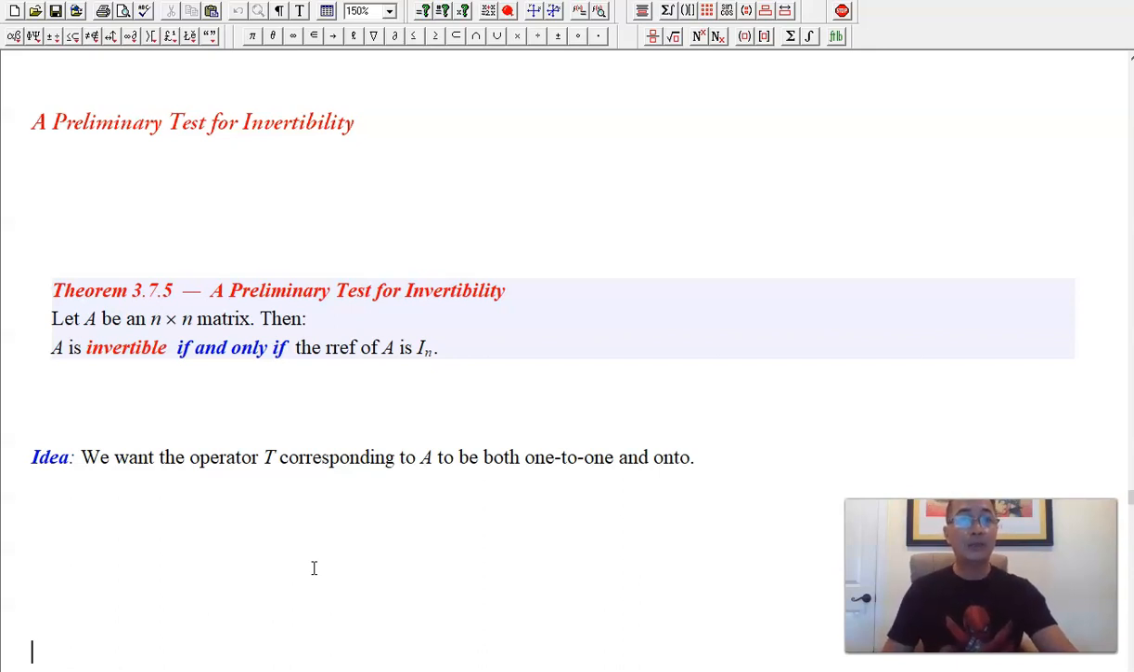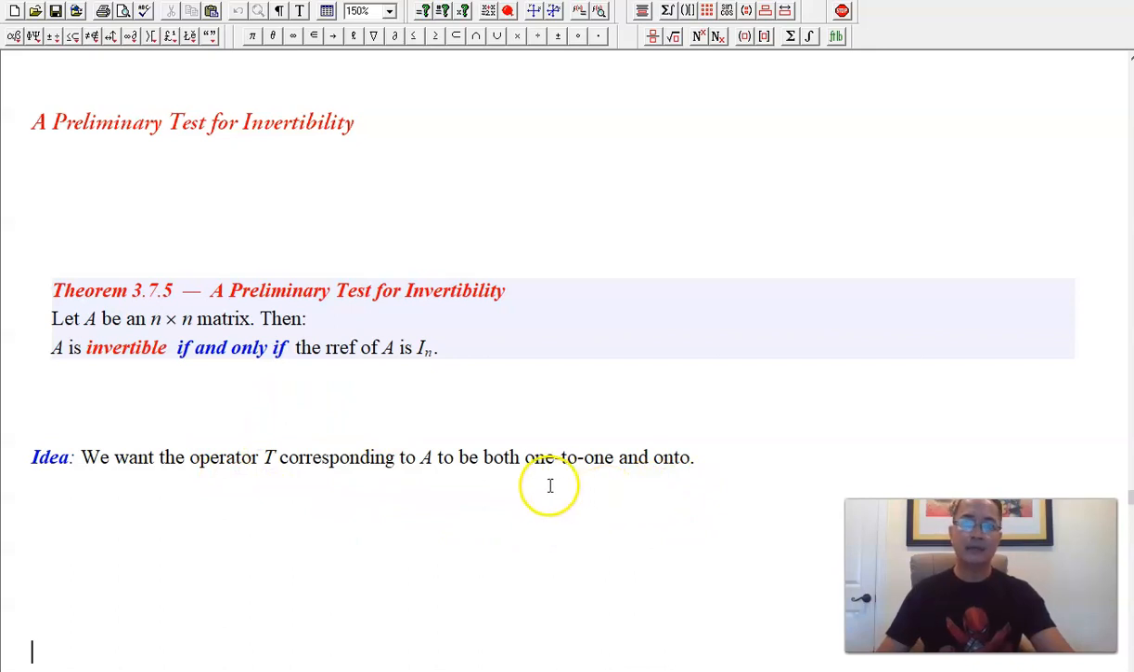So what do we need for more complicated matrices? Well, first, here's a preliminary test for invertibility. Actually, you already know this. Suppose that A is an n by n matrix. Then A is invertible if and only if the REF of A is the identity. So that's not difficult because the definition said if you want a matrix to be invertible, then the operator that it corresponds to has to be both 1-to-1 and onto.